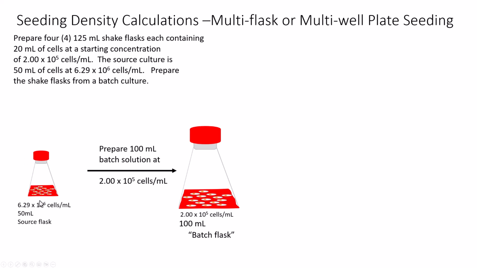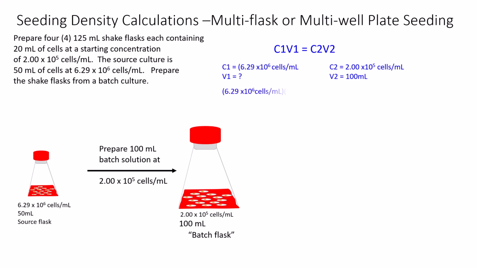is using this 6.29 times 10 to the 6 cells per mil source flask. We want to prepare 100 mils of cells at 2.00 times 10 to the 5th cells per mil. So guess what? C1V1 equals C2V2 problem, right? Nothing changes. So again, we identify the values for C1, V1, C2, and V2 based on the information we were given in the problem. Okay?